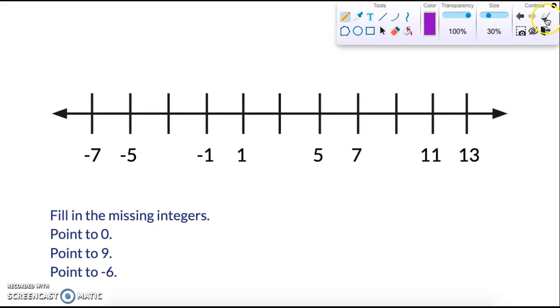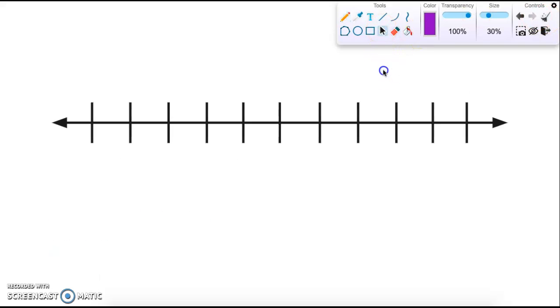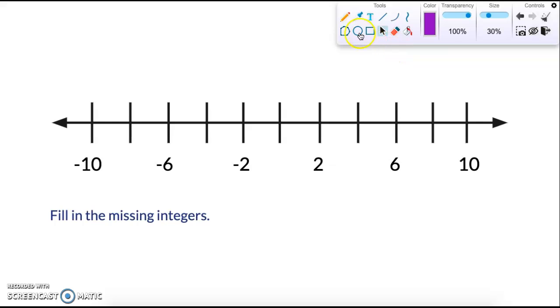On to our next one. This time we have negative 10, blank, negative 6, blank, negative 2, blank, 2, blank, 6, blank, 10. You might be noticing that they kind of look like mirror images. We see a lot of opposites here. We see a lot of even numbers. Every number on our screen right now is even. You might notice that right now we're kind of counting by 4s. 2, 6, 10 is counting by 4s. But since we're missing that number in the middle, we're going to be counting by 2s again this time. So go ahead and fill in the missing integers.